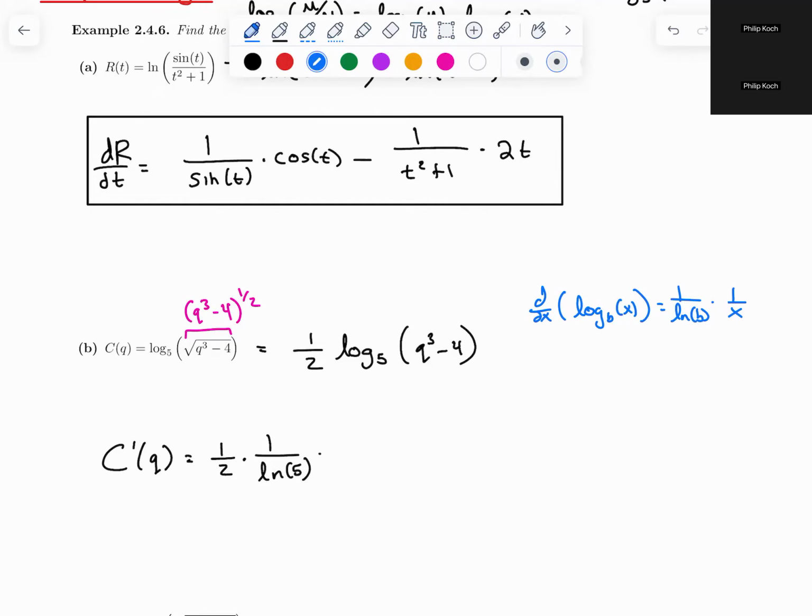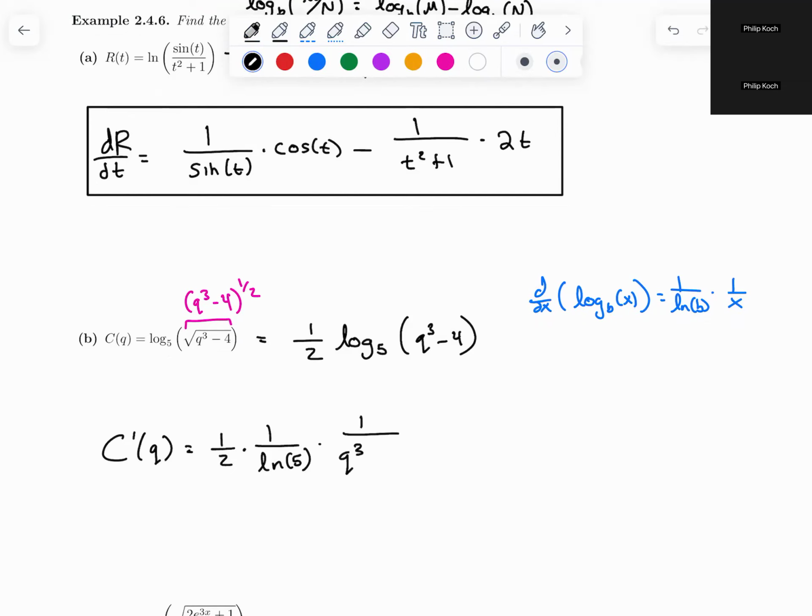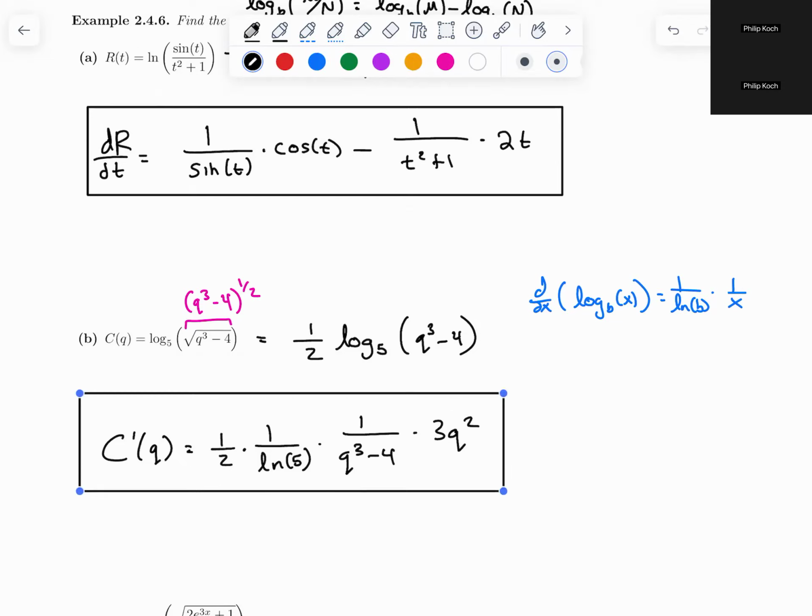No, I'm kidding. But anyways, this is log base B, but it's not log base B of x, it's log base B of q cubed minus 4. So it's going to be 1 over q cubed minus 4 times the derivative of q cubed minus 4, which is 3q squared. And I'll stop saying q cubed now. We can leave it as is, or we can make it prettier. Doesn't matter to me. Any questions on that?